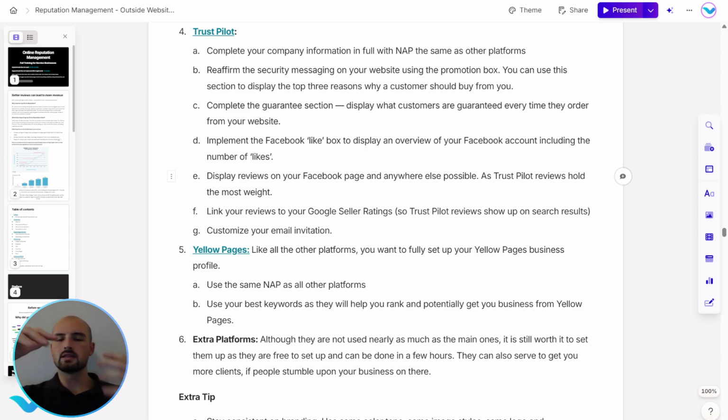sites. Trustpilot's a lot more trustworthy. People know that it's harder to fake. People tend to trust that more. Now, in terms of text, that's the best. Now, if you have video reviews, let's say showing on your website, that's the best.